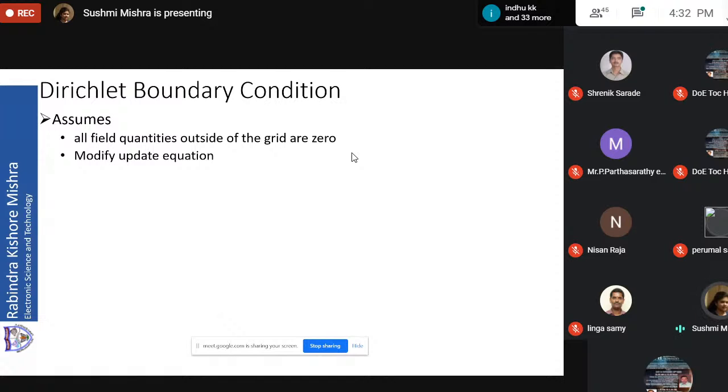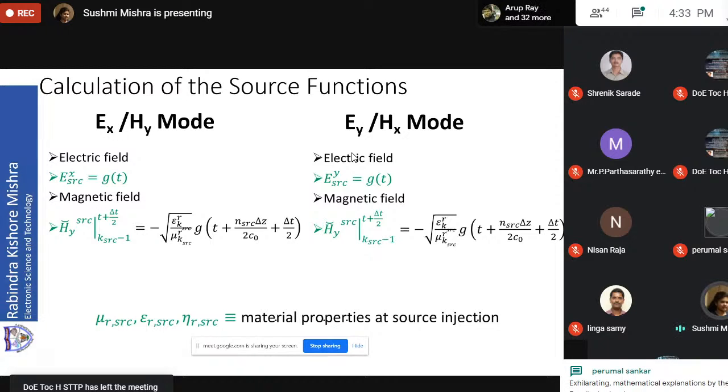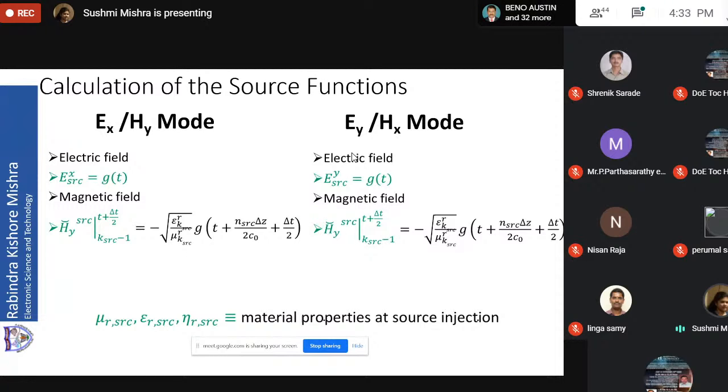These values, mu SRC, epsilon SRC, sigma SRC, etc., are the material properties at the injection point. The injection point is where we are giving the excitation in the grid, the grid point where we start to give the excitation. We put the Gaussian excitation at that point. One thing to be remembered is that this Gaussian pulse must ease its way into the grid. If suddenly it appears there, then there will be a problem. We'll see that later. So it is to be designed in a manner that it eases into the grid.